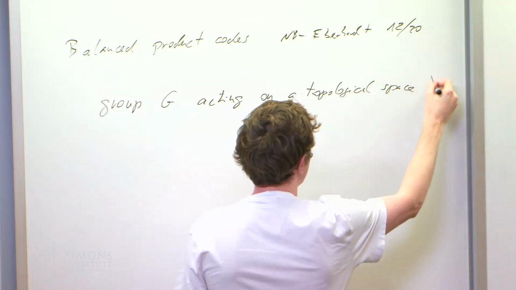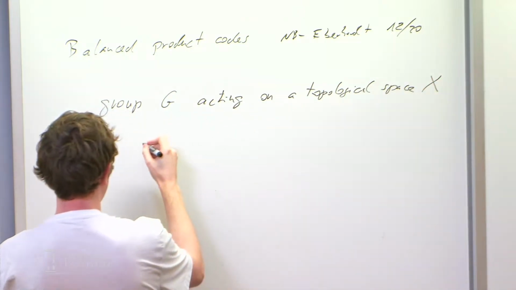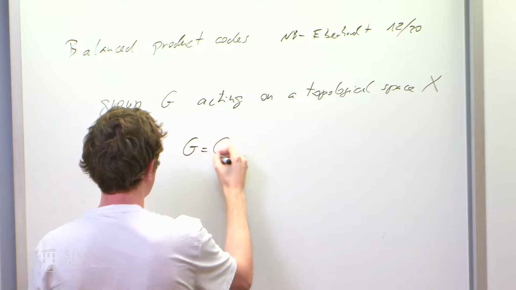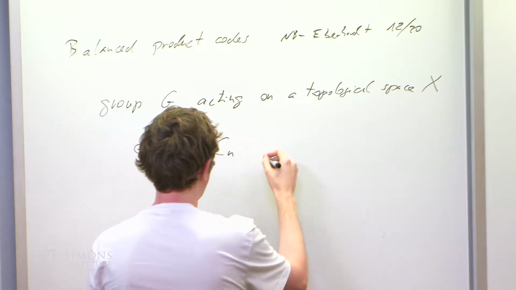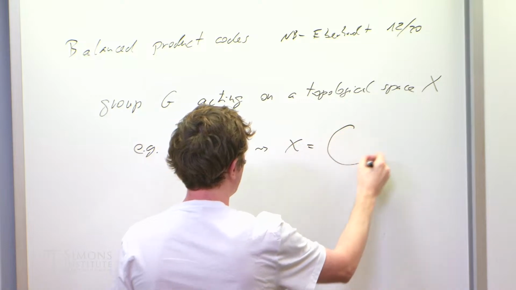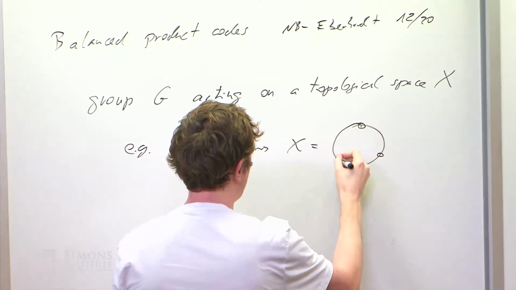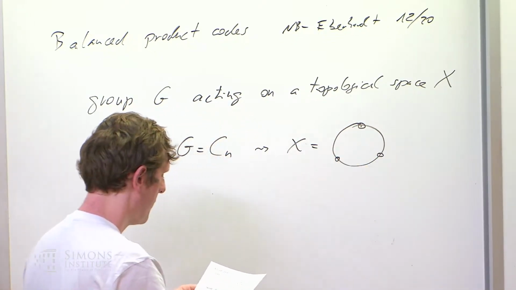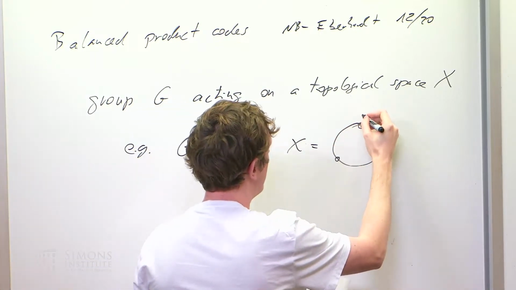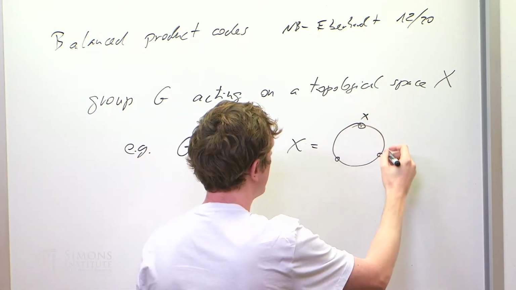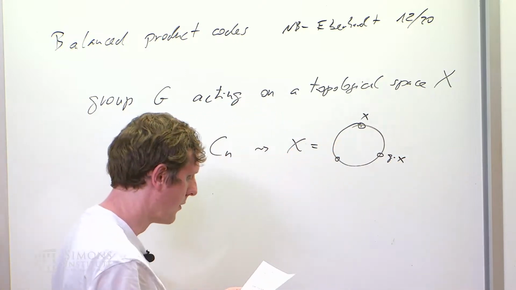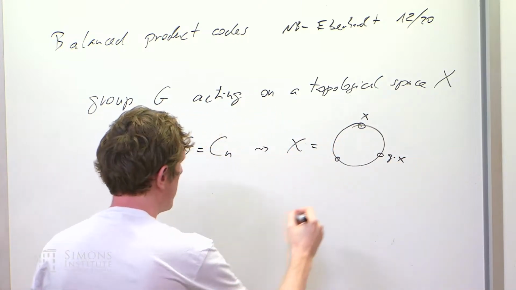Let's call this X. So for example, we can have G be a cyclic group acting on X, which is just the loop graph, and it just acts by rotation. So it maps some point x onto a point g times x, just by rotating around.